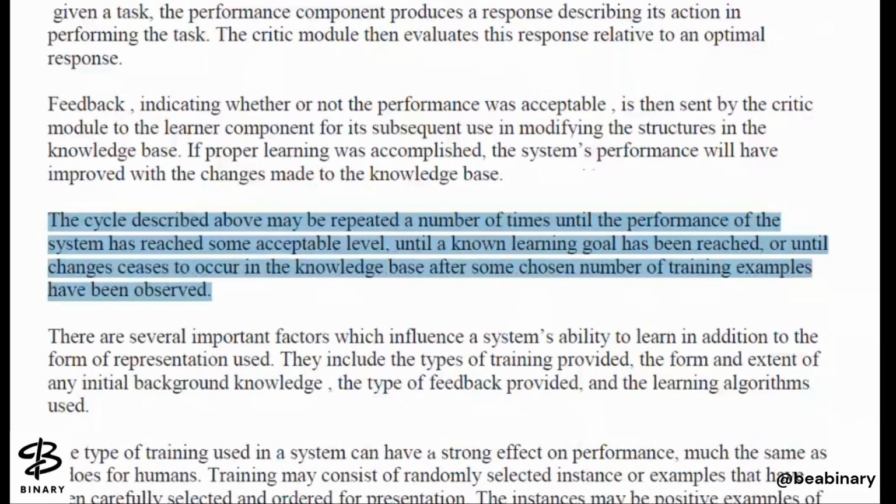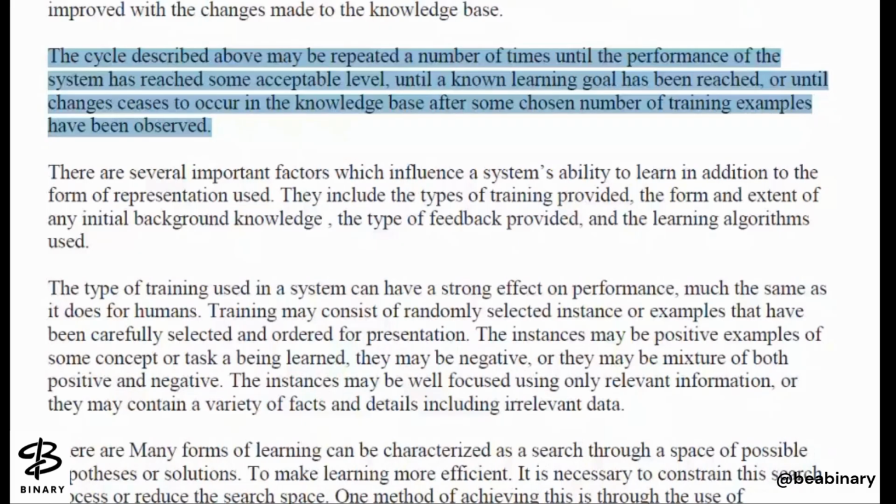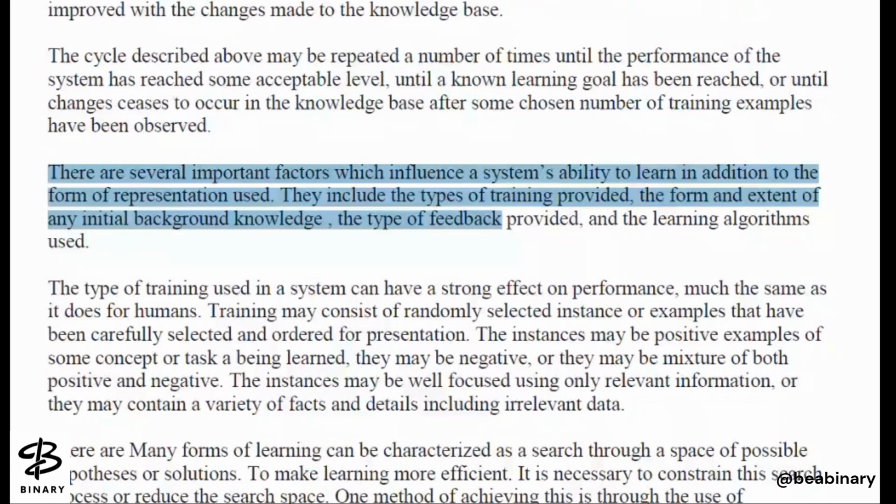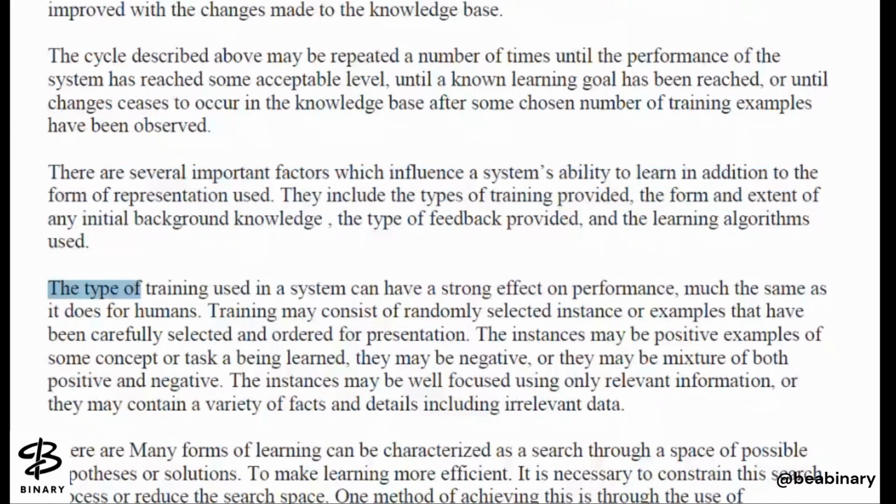So there are several important factors which influence a system's ability to learn, in addition to the form of representation used. They include the type of training provided, the form and the extent of any initial background knowledge, the type of feedback provided, and the learning algorithm used. The type of training used in a system can have a strong effect on performance, much the same as it does for humans, and the training may consist of randomly selected instances.